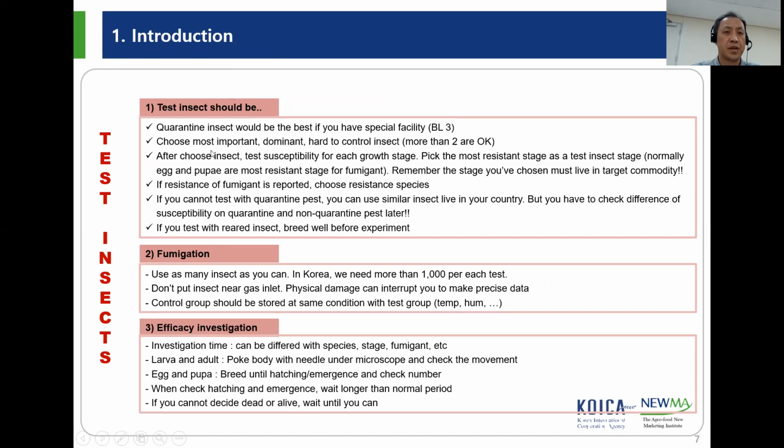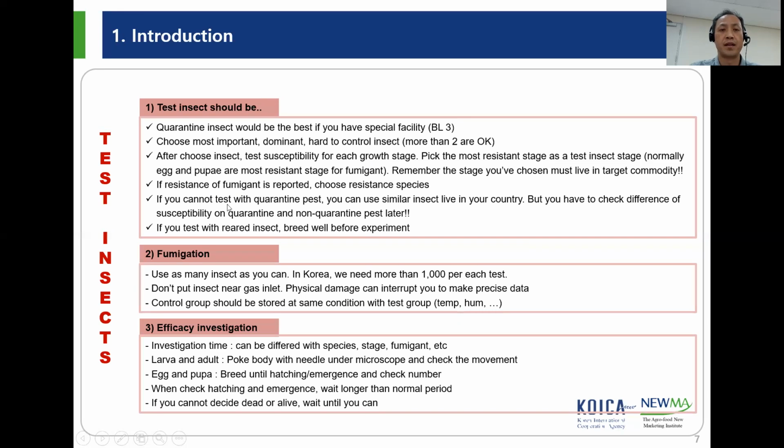The test insect would best be a quarantine insect if you have a special facility. Choose the most important, dominant, hard to control insect. After choosing the insect, test susceptibility for each growth stage and pick the most resistant stage as the test insect stage. Remember, the stage you've chosen must live in the target commodity.